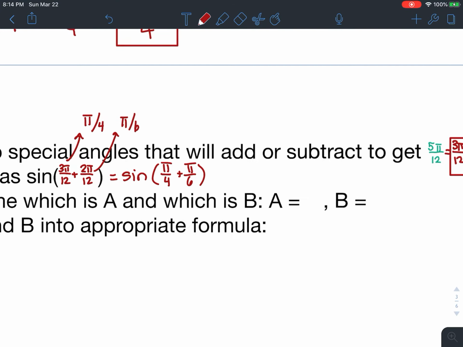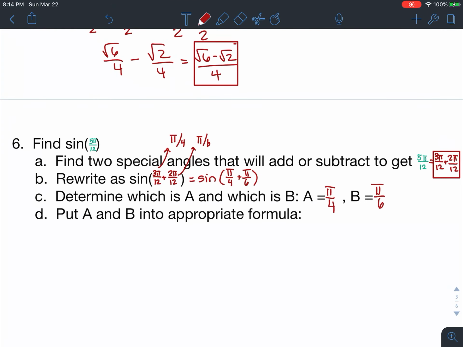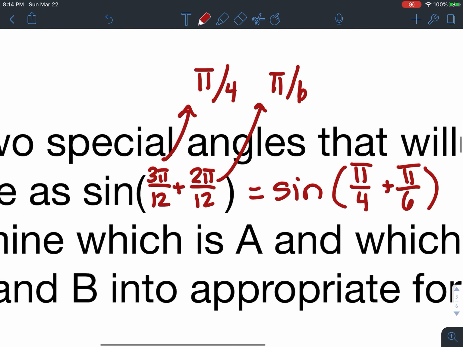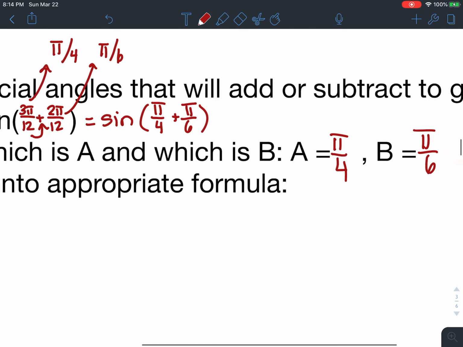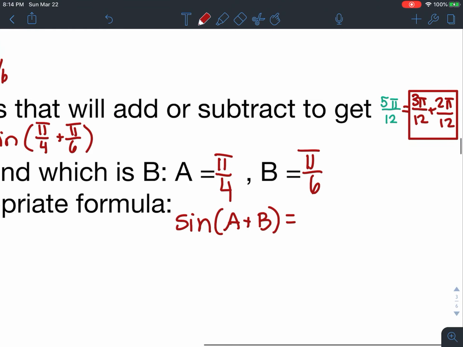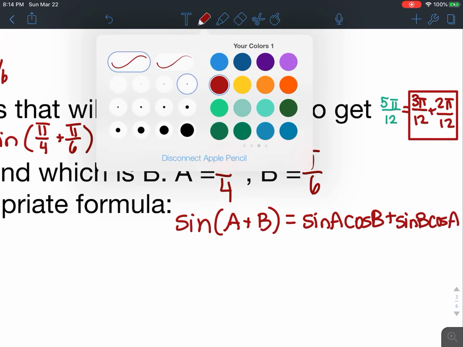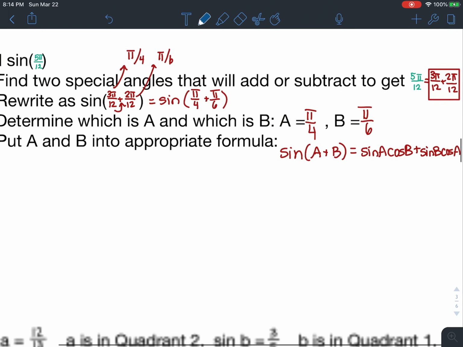And that's good because pi over 4 and pi over 6 are special angles. So A will be pi over 4, and B will be pi over 6. And then we'll have to write the appropriate formula. So this is a sine of two angles added together. So this is going to be sine of A plus B. And our formula for that is sine A, cosine B, keep the sine, sine B, cosine A. And now we'll go ahead and fill everybody in here.